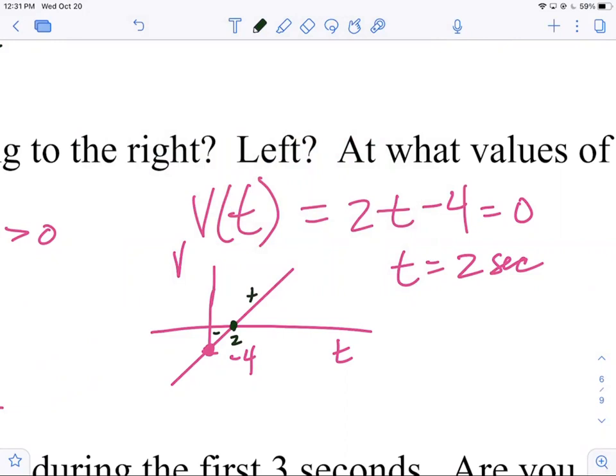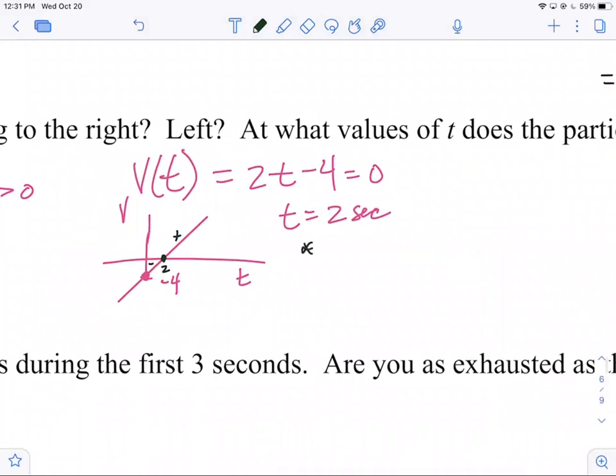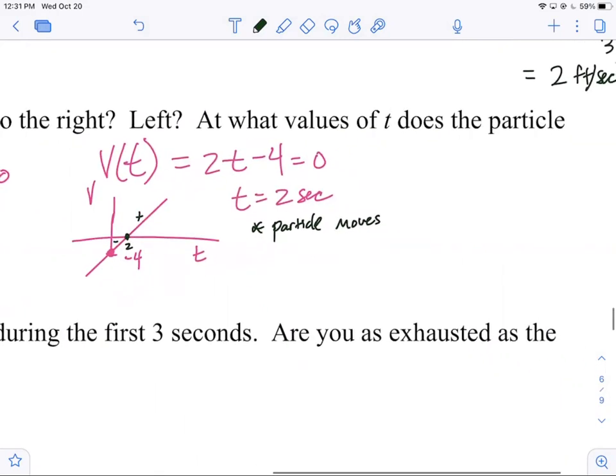If we didn't know that, we would have to set up a chart and test intervals. And I can show you that here in just a little bit. Let's go ahead and answer the question, okay? Particle moves, let's do right first, moves right for t greater than 2 seconds.